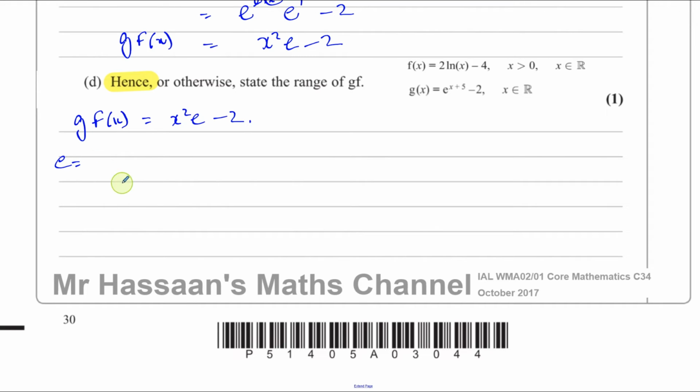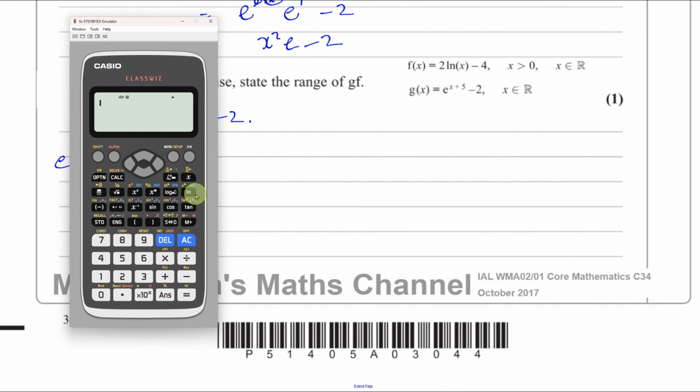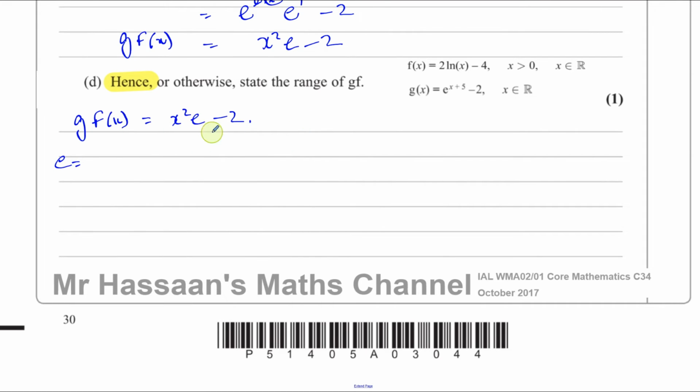Okay, and the value of e, if you forget what it is, you can find it in your calculator. It can be found by pressing alpha and this button here. It's 2.7. It's just a constant, kind of like pi. So this is basically a quadratic, which is e x squared minus 2, you could say. 2.7, whatever, x squared minus 2. All right, so the function g of f of x is basically a quadratic function.